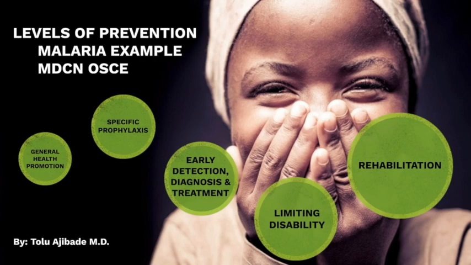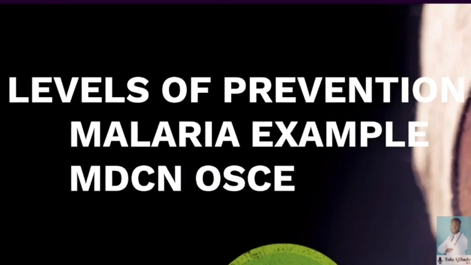So, as we all know, the levels of prevention is a section of the MDCN, that's the Medical and Dental Council of Nigeria's examination, the OSCE part to be precise. And so, we'll be touching a little on that today, and we'll be using malaria as a typical example. So at the end of explaining what it really entails, I'll be talking about malaria and adapting that to the levels of prevention. Is that all right?